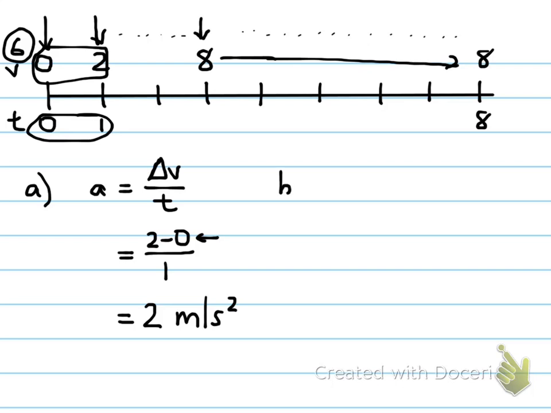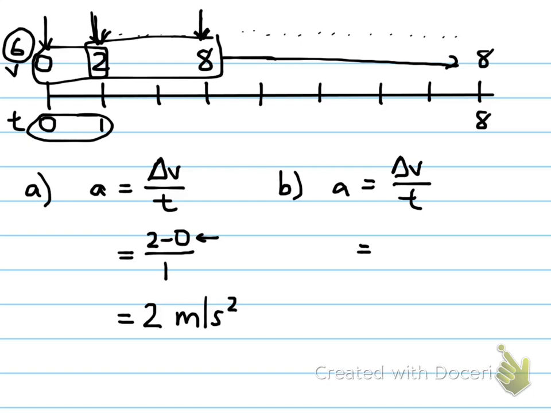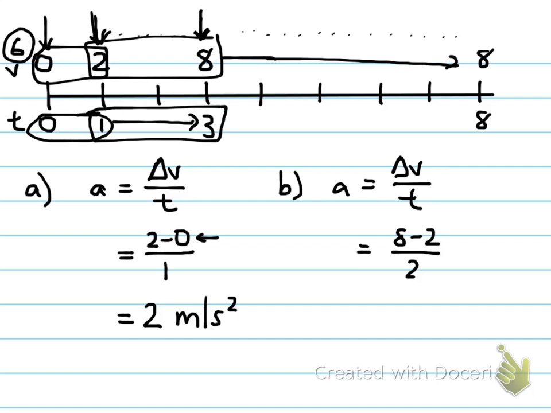Question B says, what was the acceleration here? So you just do the same thing again. Acceleration is the change in velocity over time. In this case, it went from 2 to 8. So 8 take away 2, which is 6. And it did that over another 2 seconds. We're only interested in what happened here, from second 1 to second 3, that's 2 seconds. So 6 divided by 2, that's pretty easy. That's 3 meters per second squared.